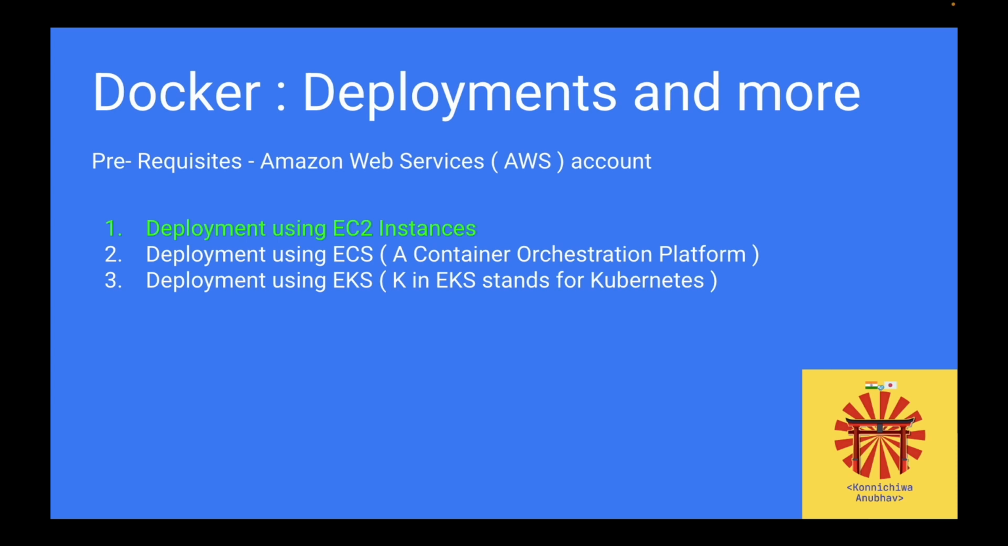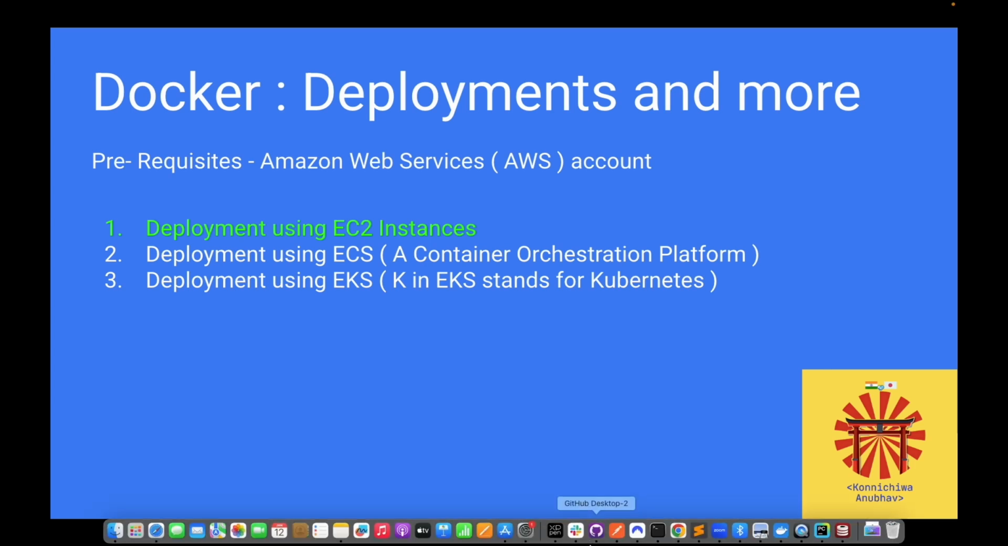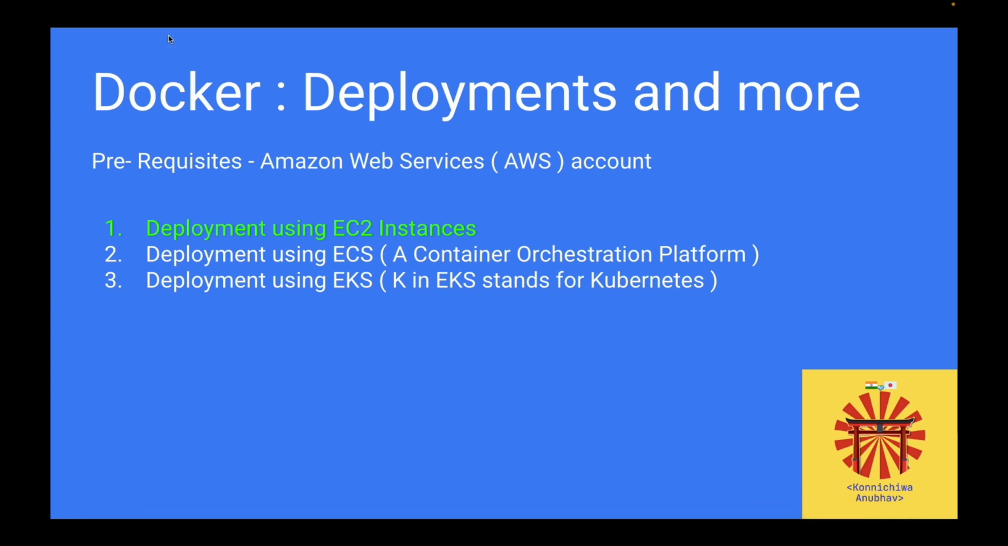But to deploy something to the web, and specifically using AWS services, you have three options. Either you could deploy using EC2, or using ECS, and the last option is deployment using EKS. All three, EC2, ECS and EKS, are different services provided by Amazon. In this lecture we would be focusing more on the EC2 instance because that's the base of all deployment. Even ECS and EKS use EC2 instances in the backdrop.